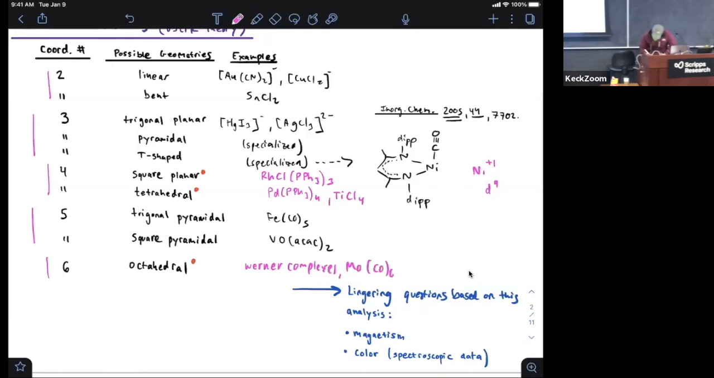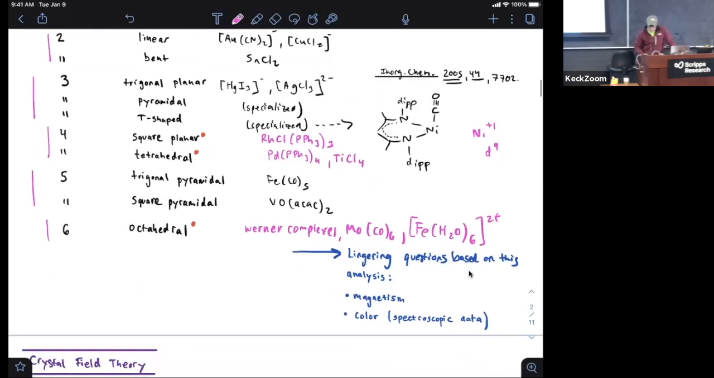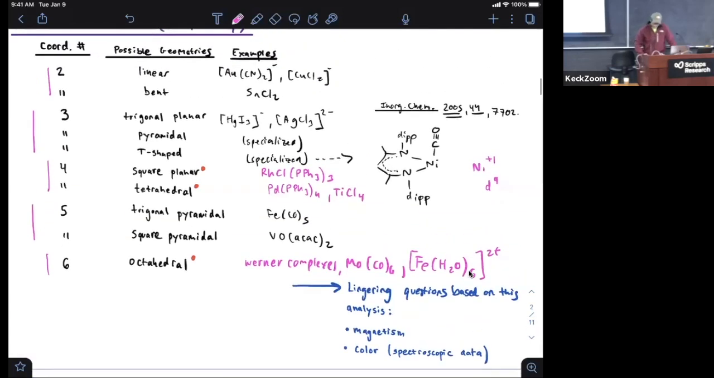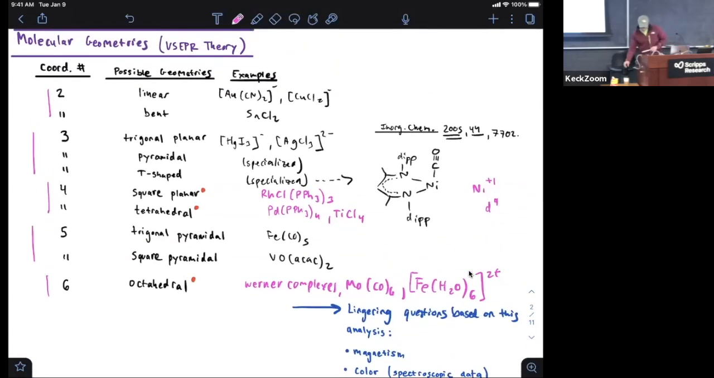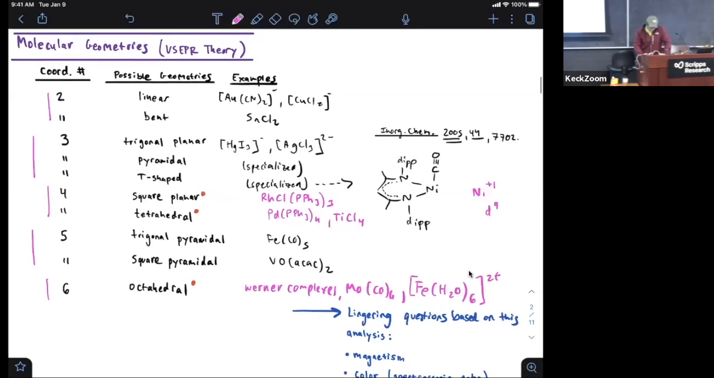A carbonyl complex is an example that is octahedral, and iron with six water molecules, hexaaqua. But VSEPR theory, the strength of it is that it's very intuitive to understand and simple. The weakness is that it doesn't capture a lot of the most interesting features that organometallic complexes exhibit.